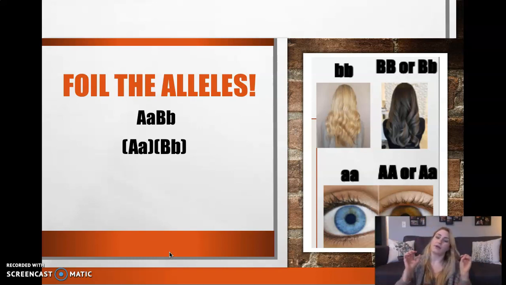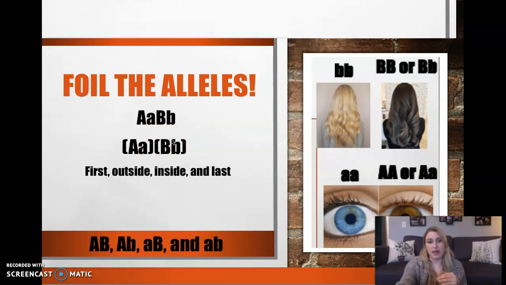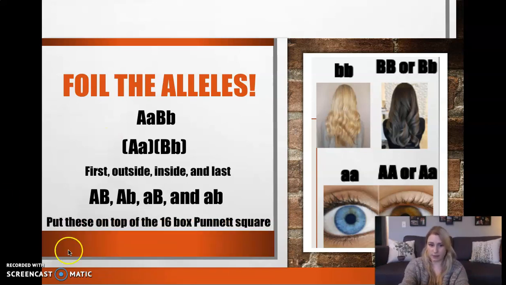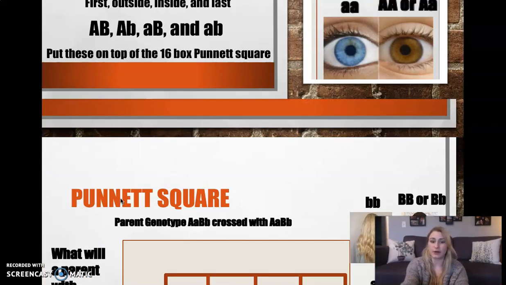So we're going to have the two genes here, and that's what's important. We always have two genes represented by the two letters. We have A's and we have B's. So in order to get the different combinations, you're going to do first, outside, inside, last, just like you do in math class. And in the end, you have the different A and B combinations. And this is what you're going to put at the top of the dihybrid cross. So that is what's most important. If you get anything out of this lecture, you are going to foil the genes and put those on top. You should have one of each letter on each top.